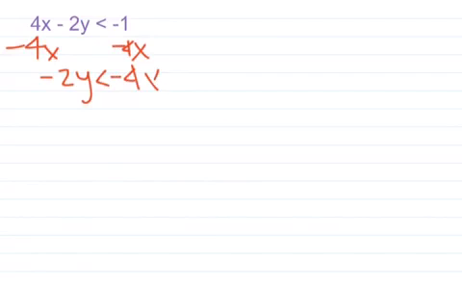Let's do this. We're going to subtract 4x on both sides. Negative 2y is less than negative 4x minus 1. Now we have a negative 2 attached to our y, so we're going to divide by negative 2 on both sides. Remember that rule still applies, we're still dealing with inequalities. Whenever you divide by a negative on both sides, what happens to your inequality sign? It's going to flip.